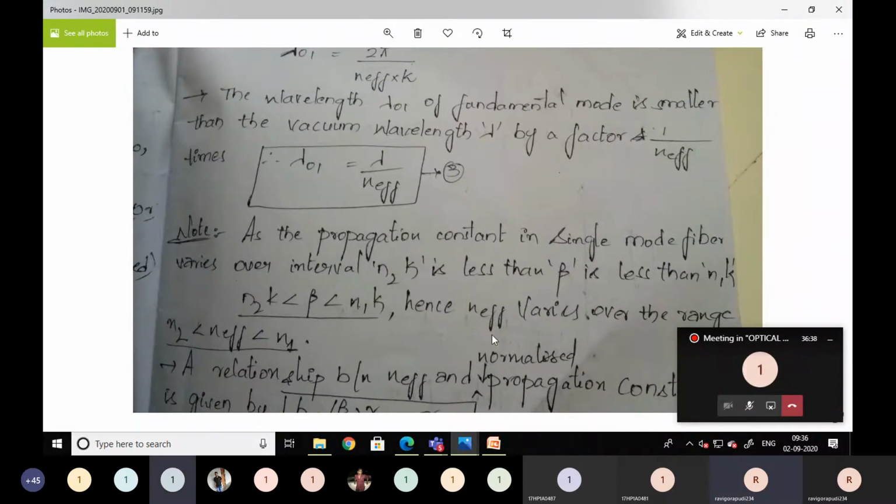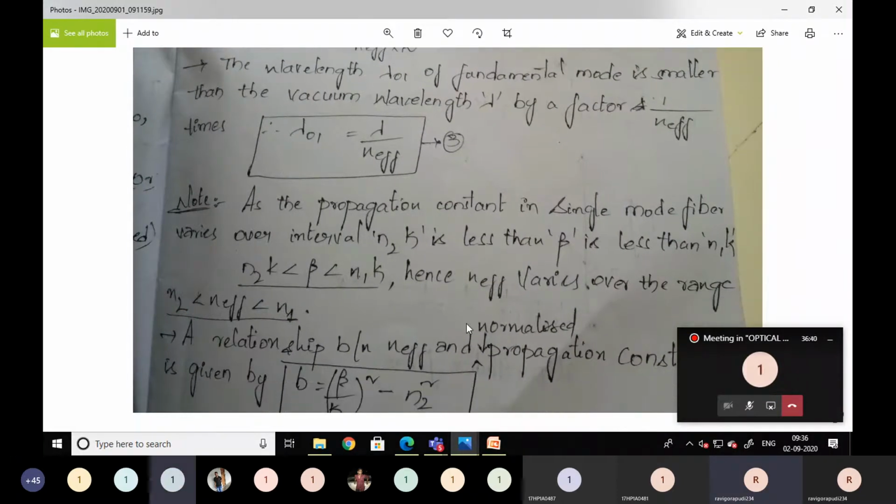Then next, this note is also important. You can write this condition as a note. All are writing or not? Sir.